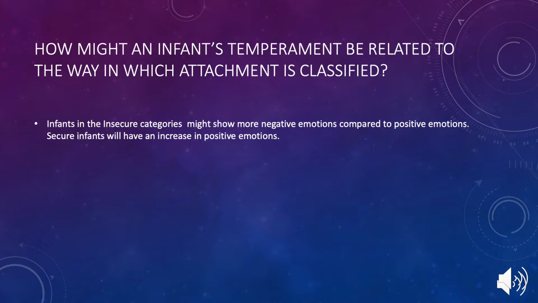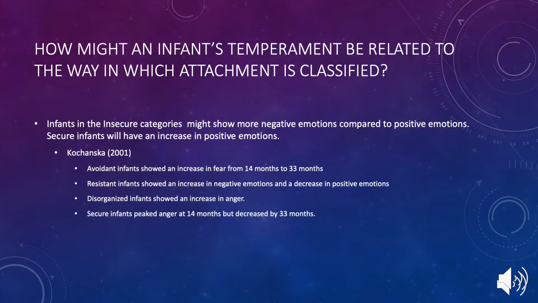My response is that infants in the insecure categories might show more negative emotions compared to positive emotions, and that secure infants will have an increase in positive emotions. My response is based on evidence from Konchka's study, where she found that avoidant infants showed an increase in fear from 14 months to 33 months. Resistant infants showed an increase in negative emotions and a decrease in positive emotions. Disorganized infants showed an increase in anger. Insecure infants peaked in anger at 14 months but decreased by 33 months.